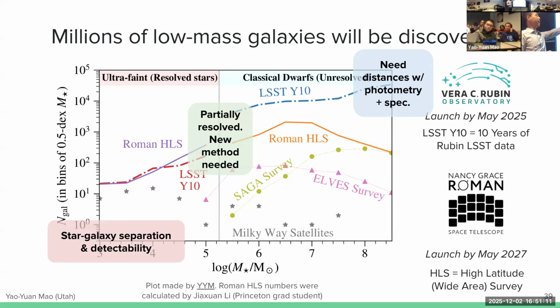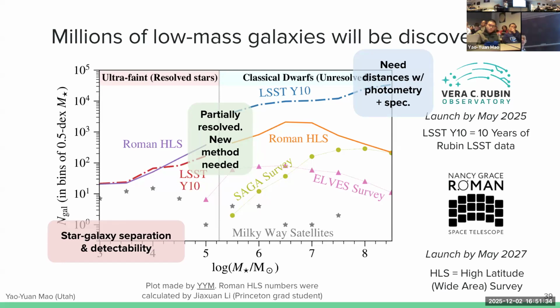I think a lot of progress we made. I'm slightly worried, but not the most worried part of all this chart. The middle panel is where I have no idea what to do, because the light is not enough to do this kind of distance measurement, and the resolved population is not enough to do tip of the red giant branch measurement. So this is a new region that, I think, needs new methods.